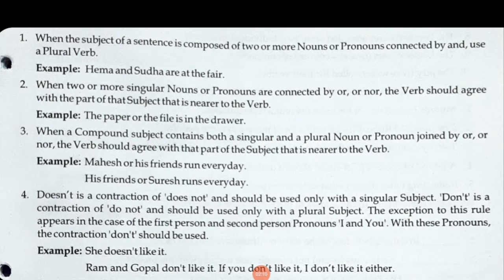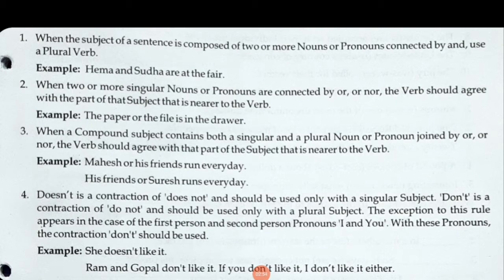Rule number 3. When a compound subject contains both a singular and a plural noun or pronoun joined by or, nor, the verb should agree with that part of the subject that is nearer to the verb. Same, if one is a singular and the other is a plural noun or pronoun connected with or, nor, the verb should agree with the part of the subject that is nearer to verb.